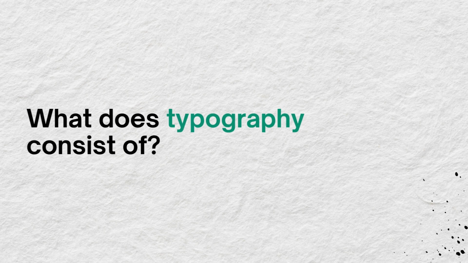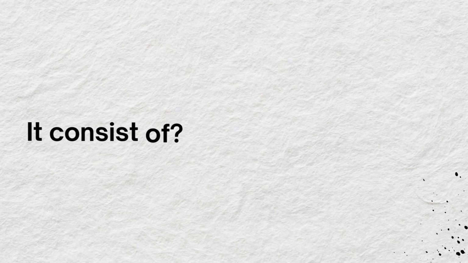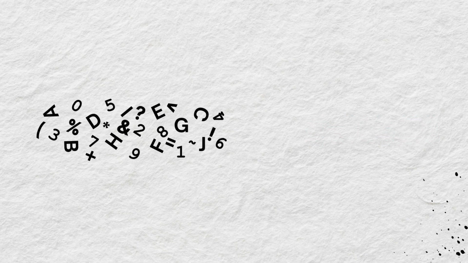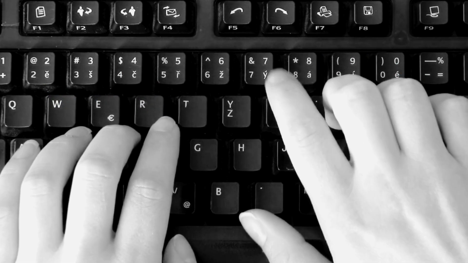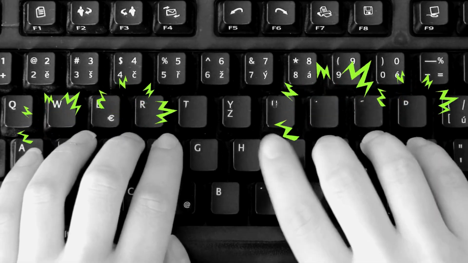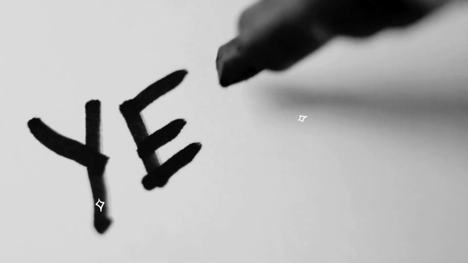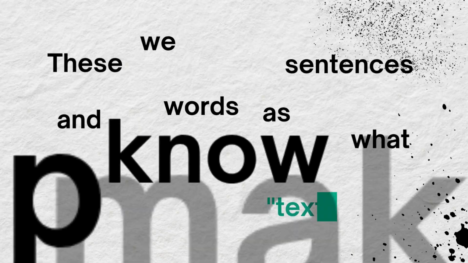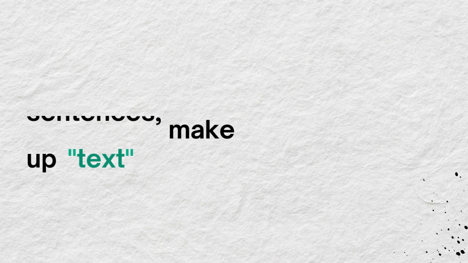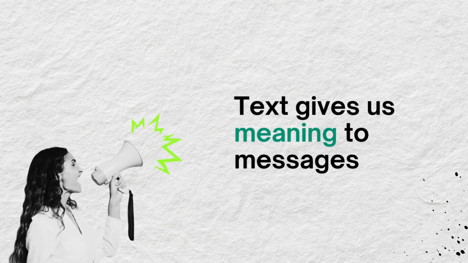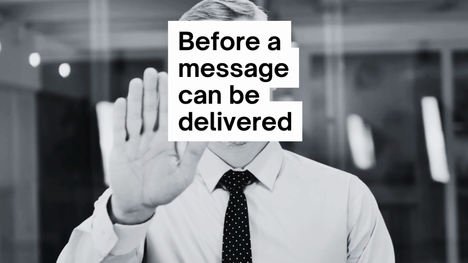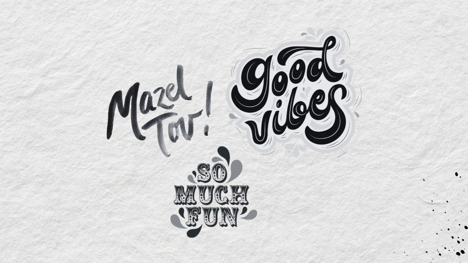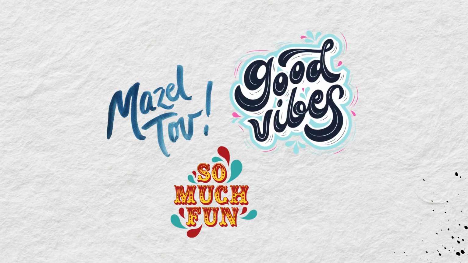Now, let's look at what it consists of. Typography is built from characters, a combination of letters, numbers, and symbols. As we write or type, these characters come together to form words and sentences. These words and sentences make up what we know as text, which communicates meaning and messages to an audience. But before a message can be delivered effectively, the text can be arranged in a way that enhances its visual appeal, especially when combined with other design elements like color.